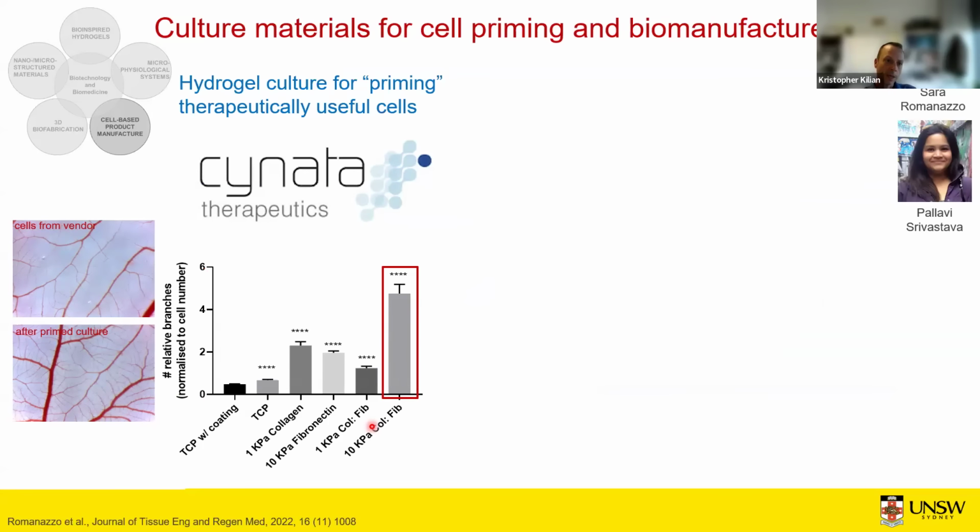With respect to the cell-based product manufacture, we've done some work over the years in utilizing advanced hydrogels for tissue culture. And this is work we did with Sonata Therapeutics, a Melbourne-based company, where we showed that by using complex hydrogels that are coated with various combinations of matrix proteins, we could essentially prime a therapeutically useful phenotype in the adherent cells. And in this case, we showed that this 10 kilopascal stiffness hydrogel, which is about muscle tissue stiffness, that's conjugated with collagen and fibronectin, we could maximize the angiogenic output from these therapeutic cells.